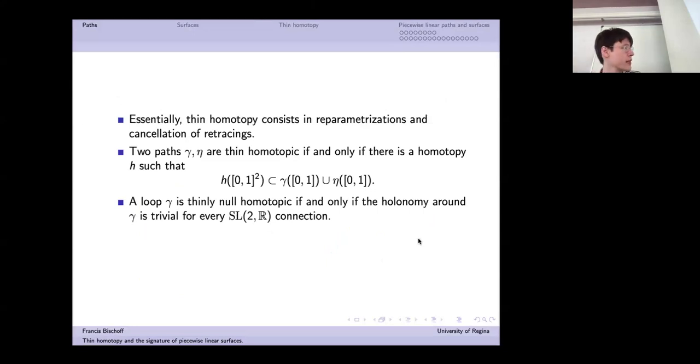There's another interesting equivalent definition, which says that a loop is thinly null homotopic, so equivalent to the constant loop, if and only if the holonomy around this loop is trivial for every SL2R connection. The group SL2R is not really important, it's just important that it's simple. I think you can find these results in a paper of Tlas.